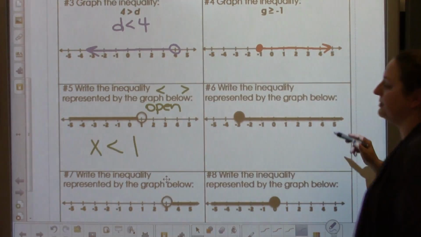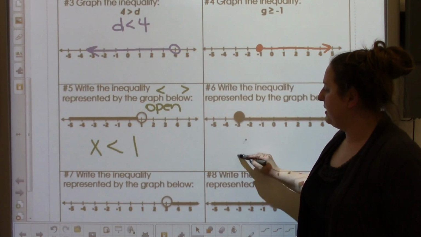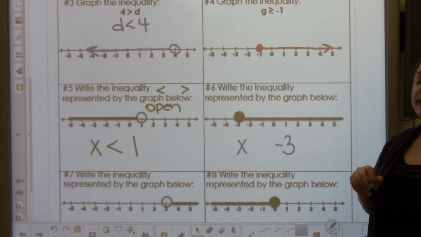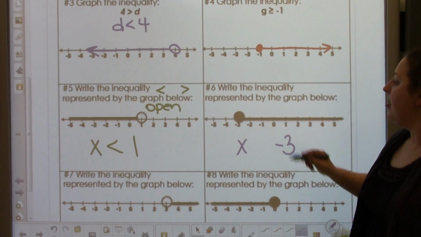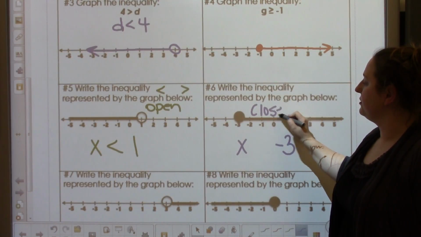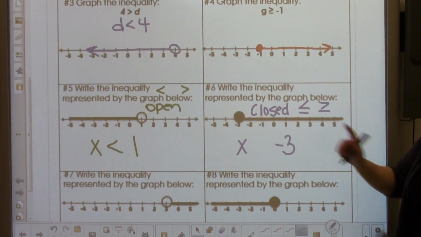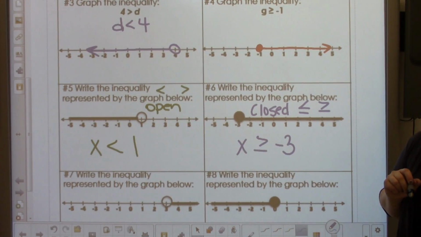You'll notice in number 6 that we have a filled-in circle this time. Again, pick whatever variable you like, find where the circle is at, and those are the 2 things we're asking their relationship for. So it's a filled-in circle, or a closed circle, so we either have less than or equal to or greater than or equal to. Well, the numbers shaded in are larger, so it should be greater than or equal to.